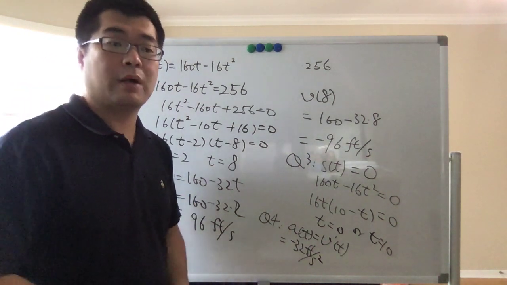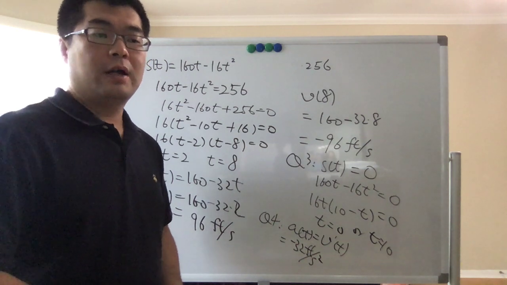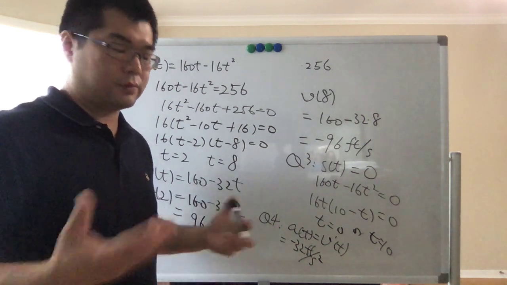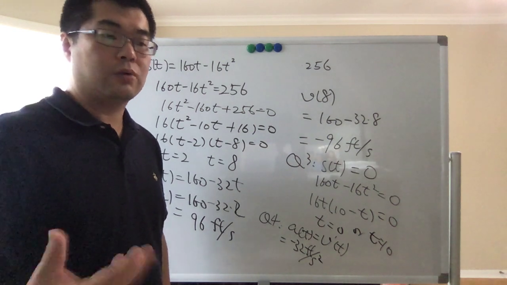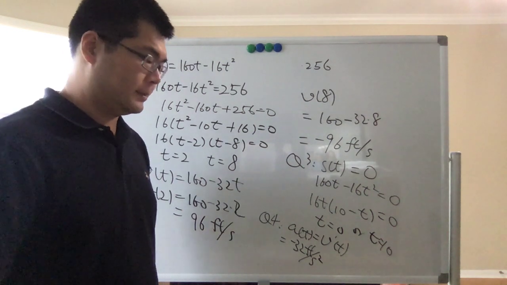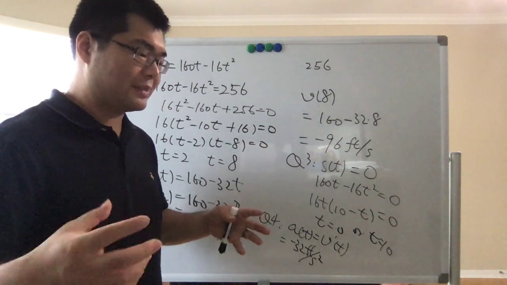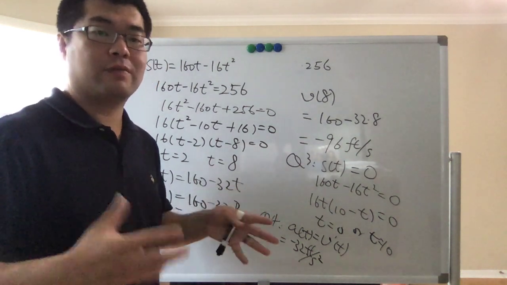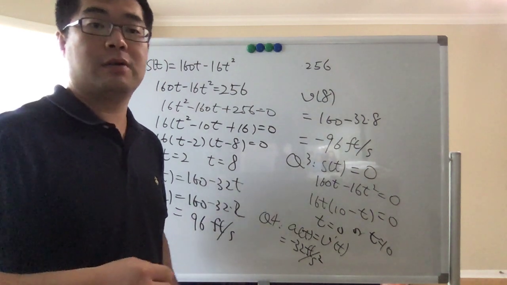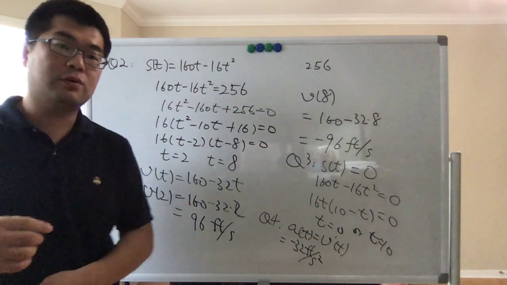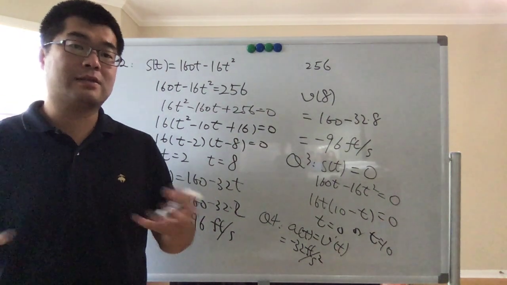So this is the second part of 3.4. Through those two examples, I think you already know the connection between the derivative and the rate of change. So I'll stop here, and I'll see you in the next video.